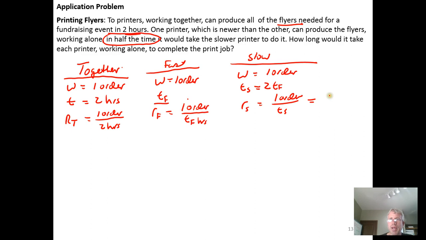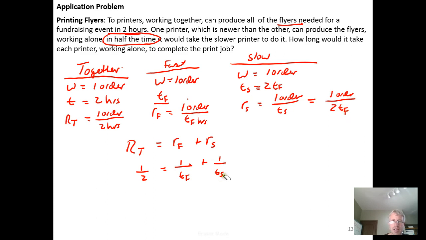So I can also write the rate this way. I can say it's going to equal 1 order in twice the hours that it takes the fast printer to do it. And then if we use the relationship that the rate working together equals the sum of the rates, we can get an equation, because the rate together is 1 order per 2 hours, which equals 1 order over T sub F plus 1 order over T sub S. That would introduce 2 variables. We'd like a single variable, but I can replace 1 order in T sub S hours with 1 order in twice T sub F hours, because the slow printer takes twice the time that the fast printer does.